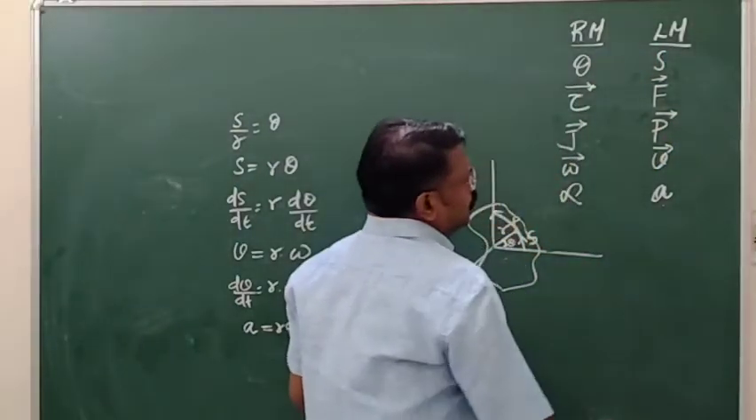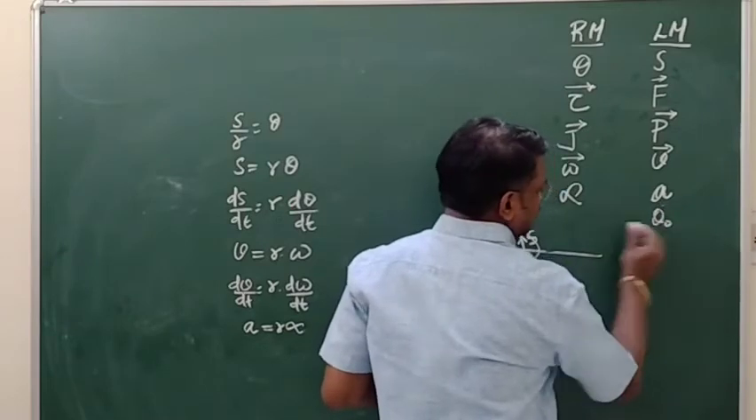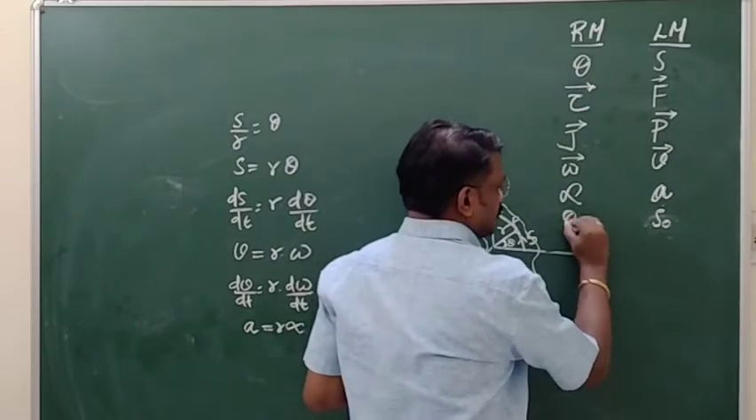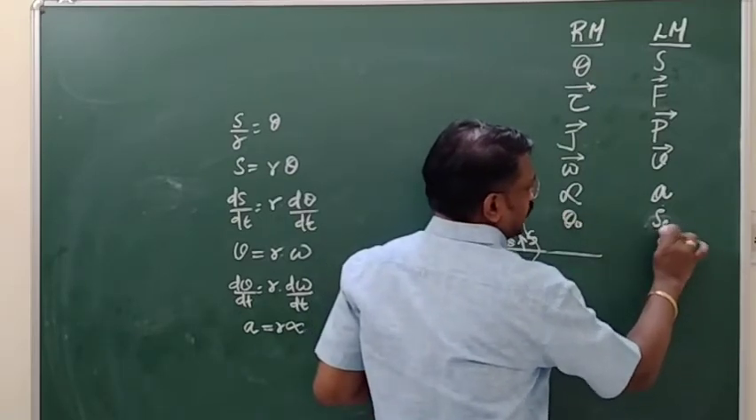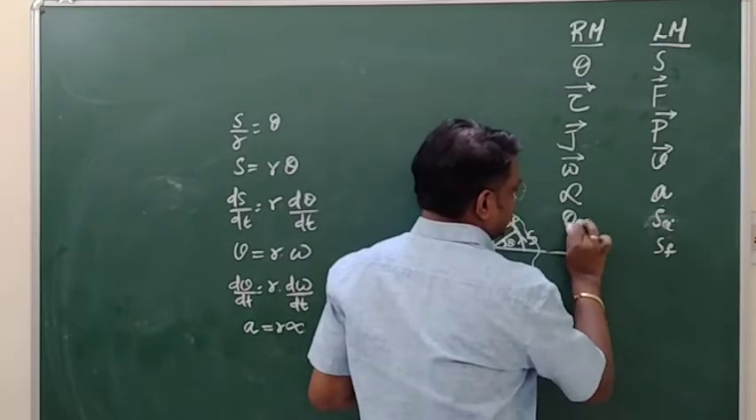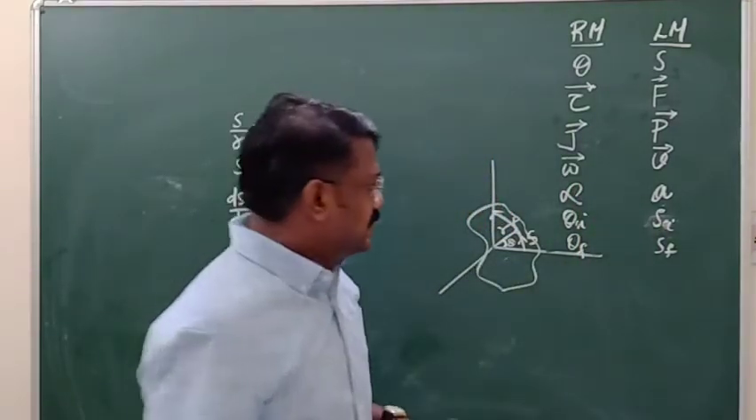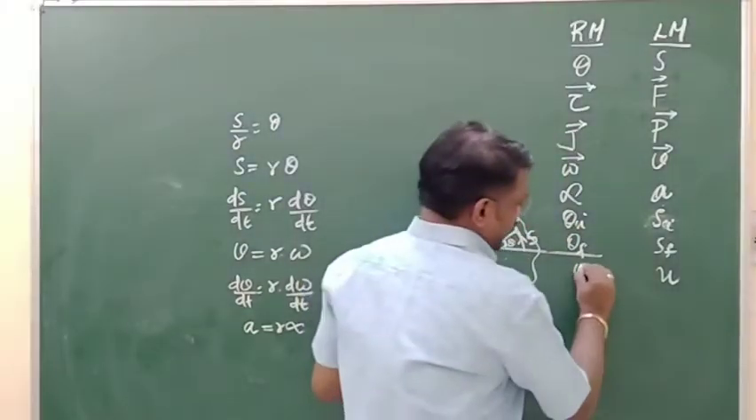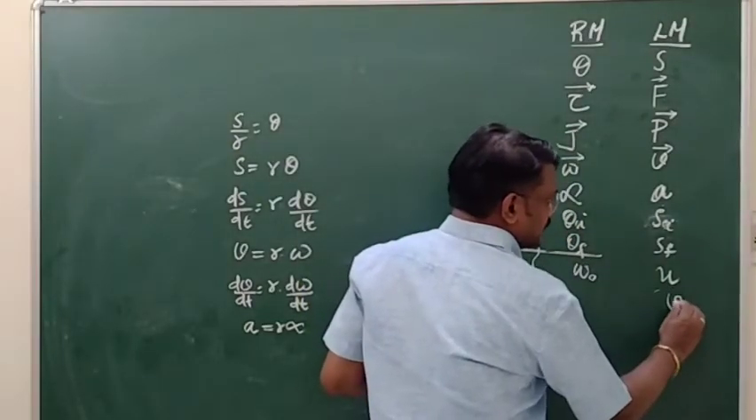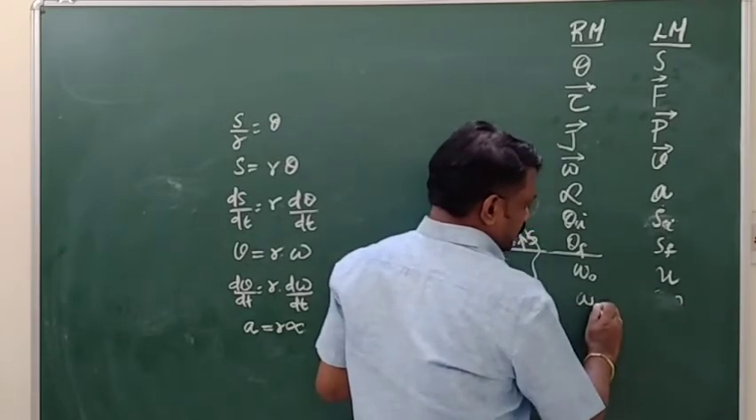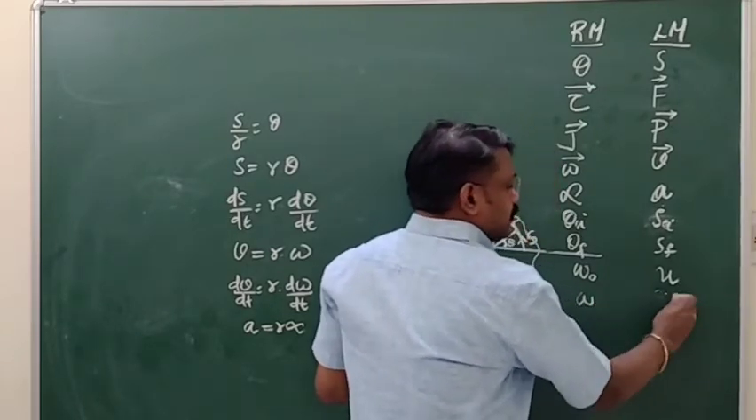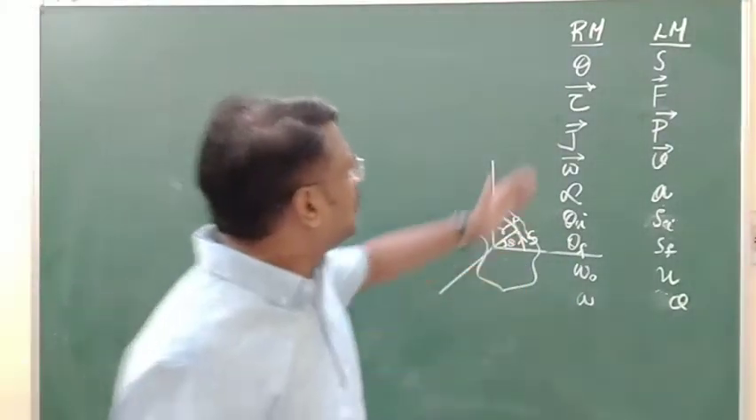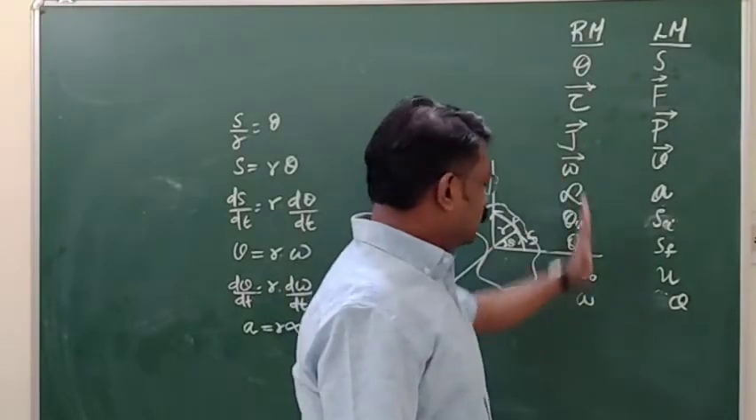So again you can have theta 0, the initial position. S0 is the initial position, here you have theta 0. S final or S initial, here is theta f, theta i. Then u is the initial velocity, so omega 0 is the initial velocity, v is the final velocity, and omega is the final velocity. Similarly, we can have every aspect in linear motion, you can have the rotational analogy.